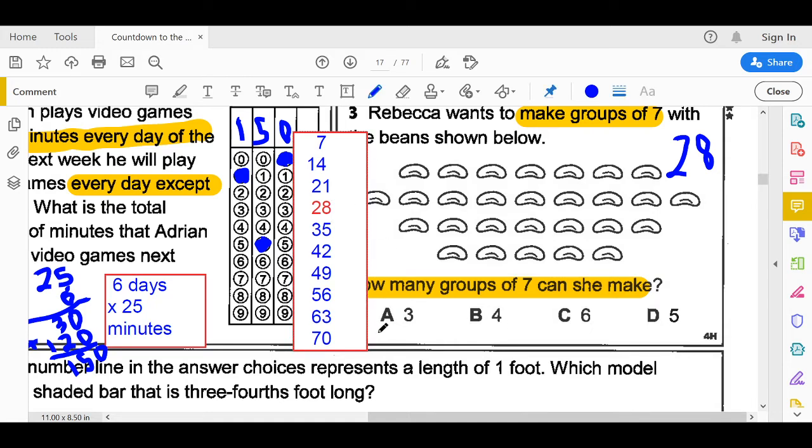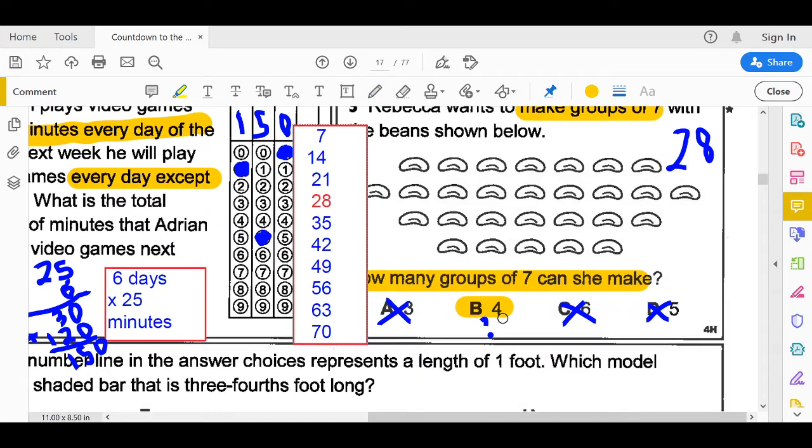I'm going to cross out the options. It is not 3 times, because 3 times is 21. It is 4 times, so this might be correct, because that gives me 28. 6 times, let me see what gives me 6 times. 1, 2, 3, 4, 5, 6. That's 42, so no, we don't need to find the 42. And 5 times, that will make 35, so it's not a good answer either. We have found the answer already. That is letter B, 4 times. Great job. Let's continue.